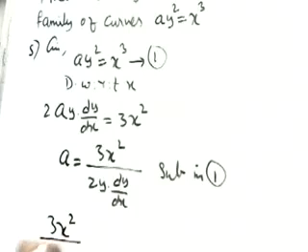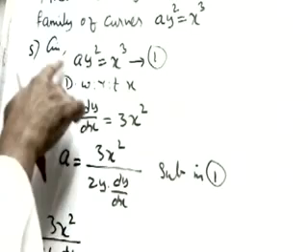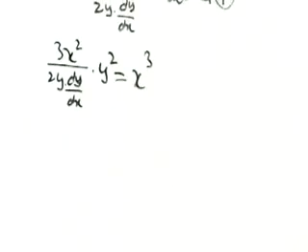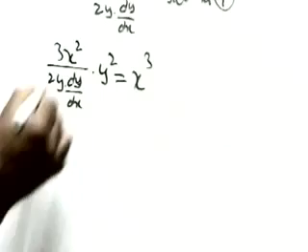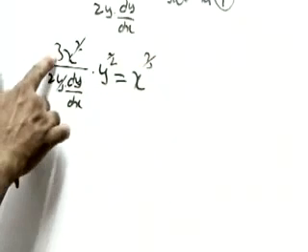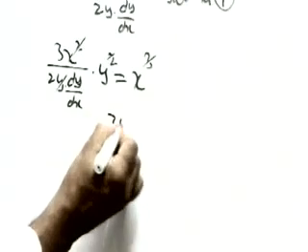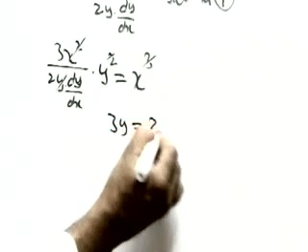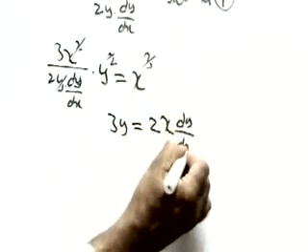So the value of a is 3x square by 2y dy by dx. This is a into y square equals x cube. Now let me continue. Let me first cancel the numbers. See here, this y and square will get cancelled, and this x square and cube will get cancelled. What is left here is 3y. Bring this to here, it will be 2x dy by dx.